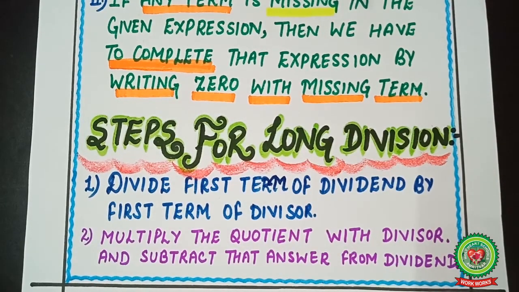Now we will talk about the steps that we will follow for long division. So here are the steps. Number 1, divide the first term of the dividend by the first term of the divisor. That means we have to take the polynomial or other algebraic expression, see which is the first term, and divide the first term of the dividend by the first term of the divisor, right? Number 2, multiply the quotient with the divisor and subtract that answer from the dividend. That means whatever answer we got from the first step, we have to multiply with the divisor. Then we have to write that answer below the dividend and subtract it, right?